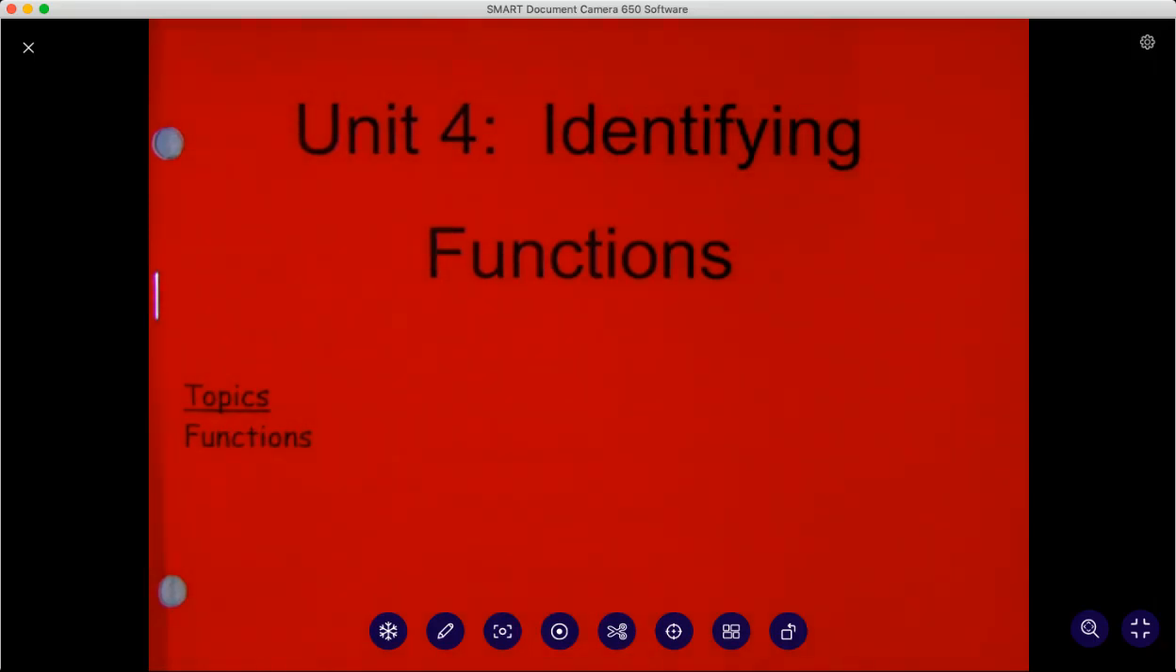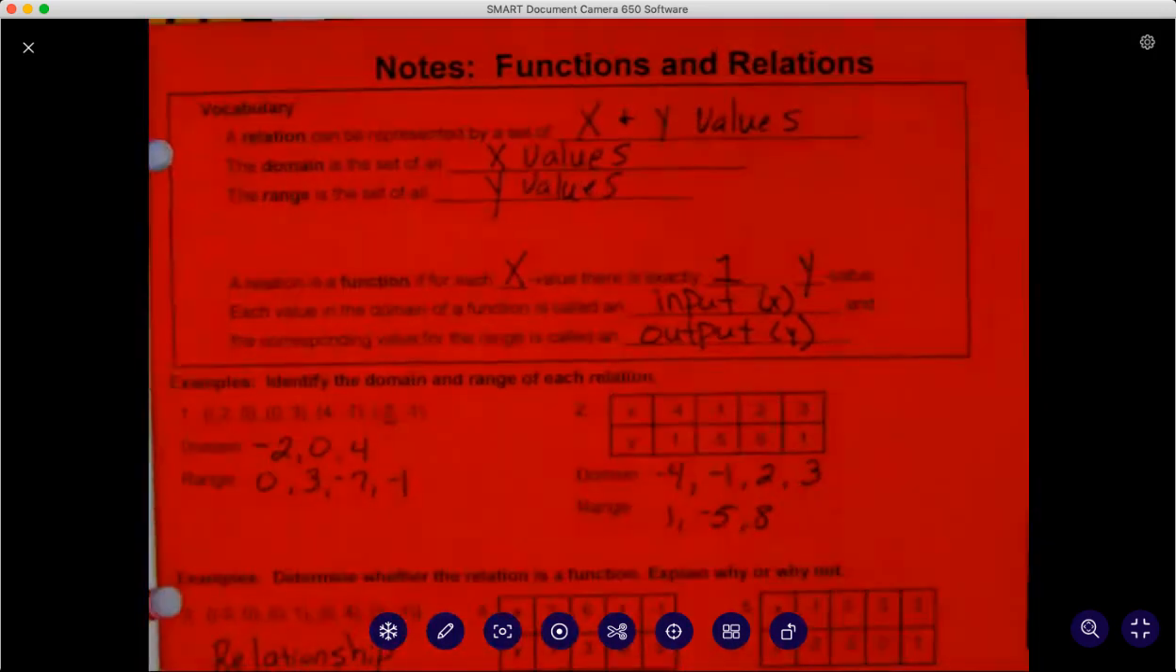Today we're going to finish the practice for the Unit 4 Identifying Functions booklet, so get your red booklets out. First we're going to review the notes we did yesterday.